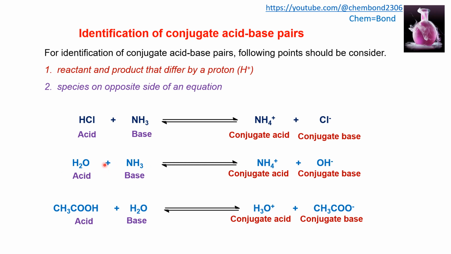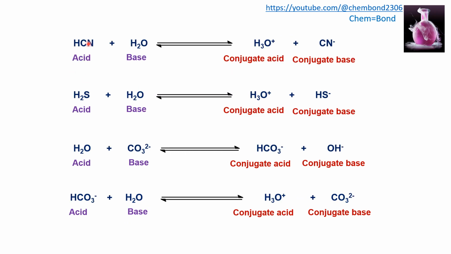Similarly, the reaction of ammonia with water will produce the ammonium ion, which is the conjugate acid of ammonia, and the hydroxide ion, which is the conjugate base of the acid H2O. Acetic acid's conjugate base is the acetate ion, and for water, its conjugate acid is the hydronium ion. Hydrogen cyanide is an acid and water will act as a base, so the conjugate acid is the hydronium ion, the conjugate acid of the base water, and hydrogen cyanide has the conjugate base cyanide.